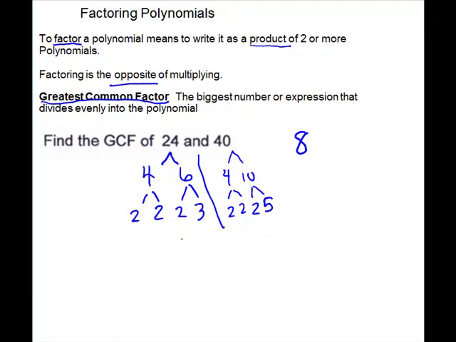Right? So for 2's, well, I have three 2's in this one. I have three 2's in the 40. So those are common. For 3, I can't use a 3 because there's no 3 in the 40's factors. I can't use a 5 because there's no 5 in 24's factors. So my GCF is 2 times 2 times 2, or 8.